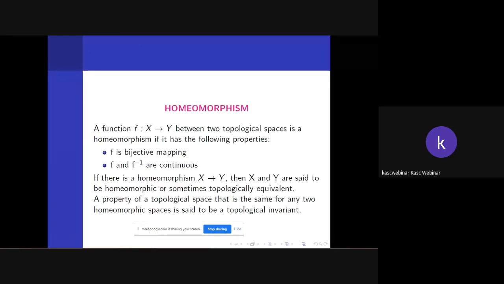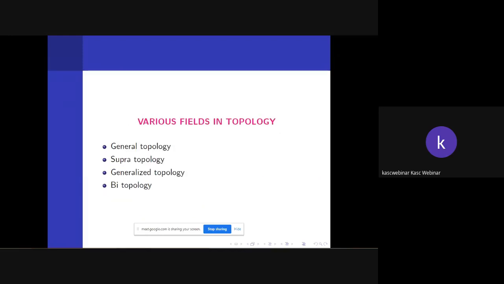Suppose we couldn't find the properties of an object directly. If that object is homeomorphic to another object whose properties can be found out, then the properties of that object can be found out with the objects that people have. So there are various fields in topology.